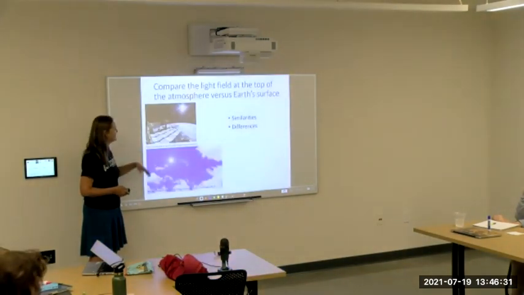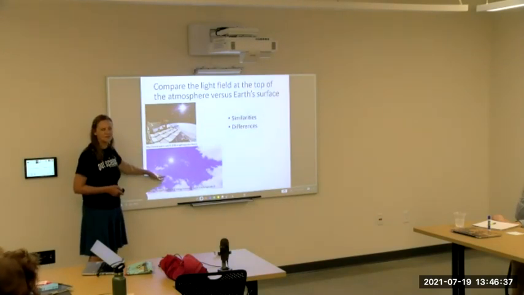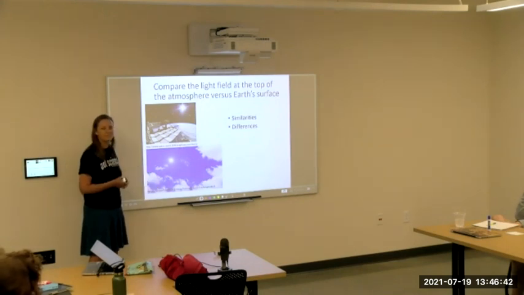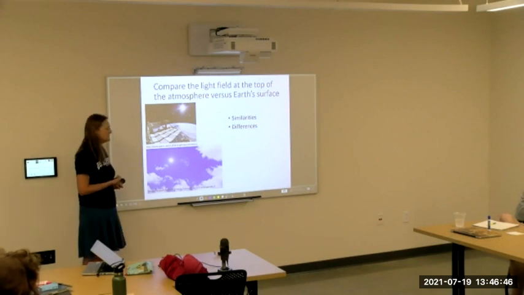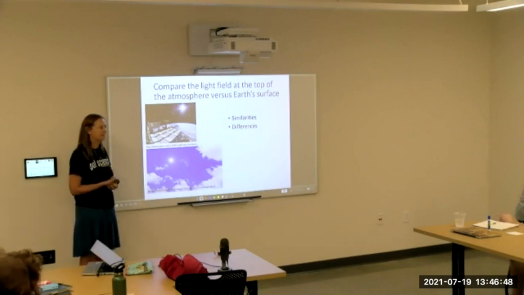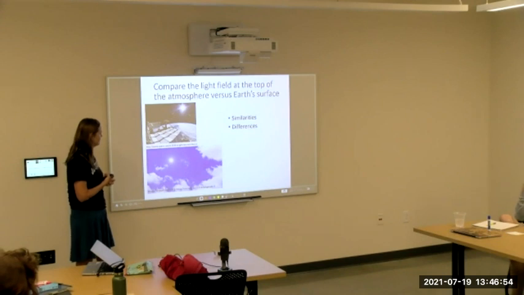Okay, so here's the difference. This is what we saw at the top of the atmosphere. Here's what we see at the surface of the Earth. Consistent. What color is the sun? Still white. Does it have rays? Does it look relatively uniform in terms of its emission in all directions? What about the sky?